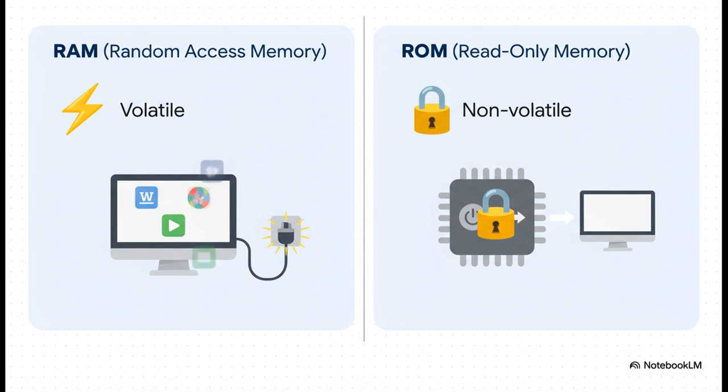ROM, on the other hand, is non-volatile. The data stays put. It holds the really essential stuff, like the instructions to start the computer up, the bootstrap loader. And you can't change it, that's why it's read-only.